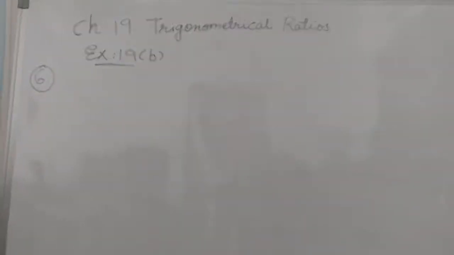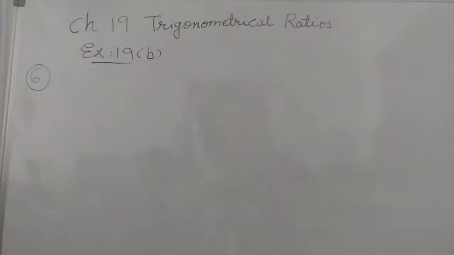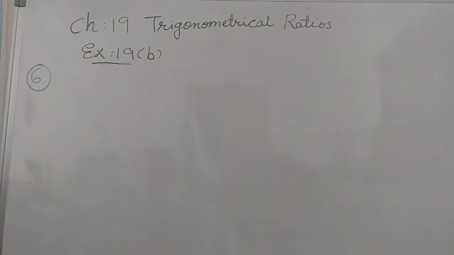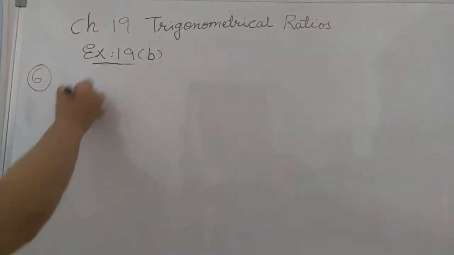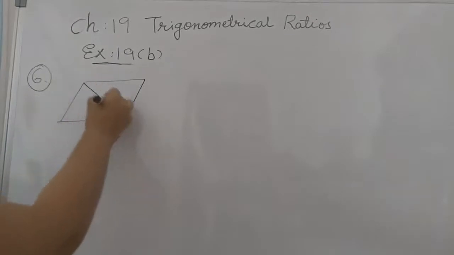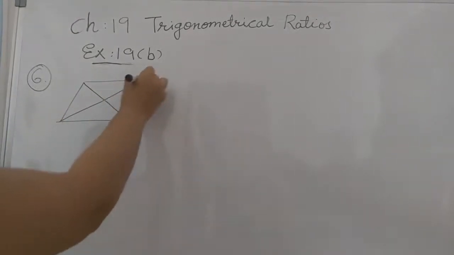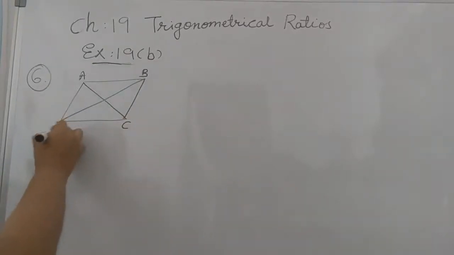Question 6, exercise 19b. Here the diagonals AC and BD of rhombus ABCD meet at O. If AC is equal to 6, BD is equal to 8, find sine OCD. So students, I am drawing the figure first of all. This is the rhombus ABCD, and these are the two diagonals. And they meet at O. It is given in the question.